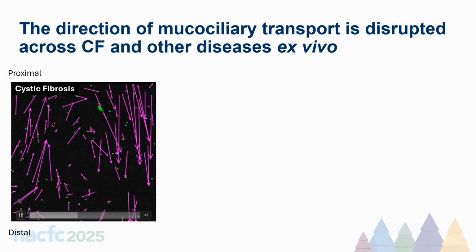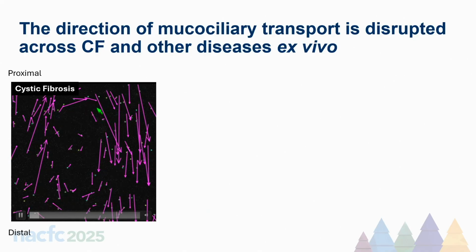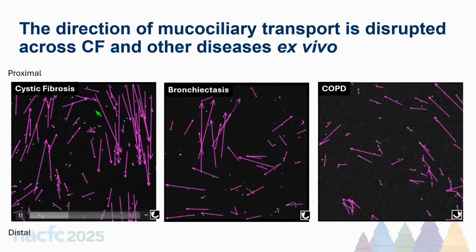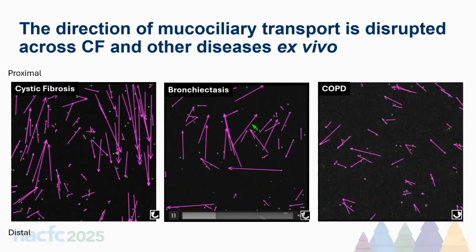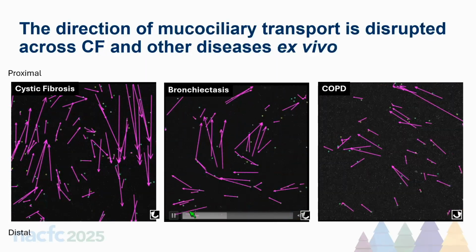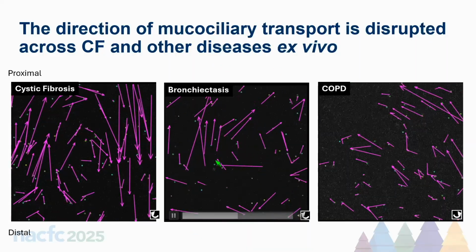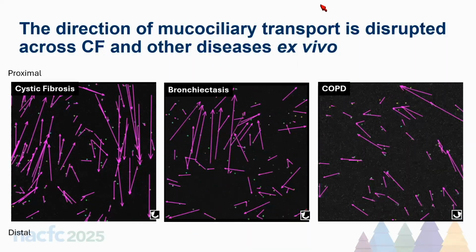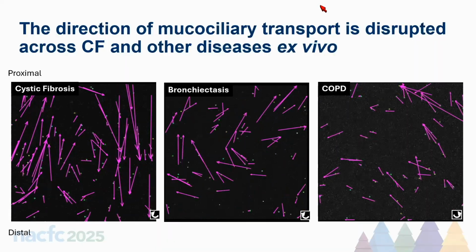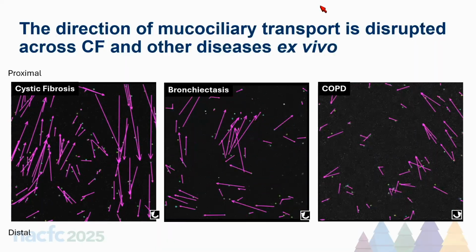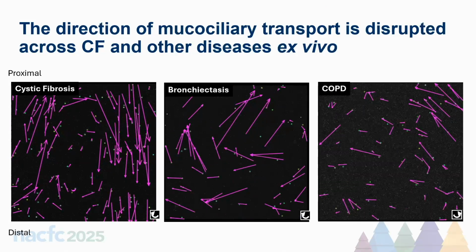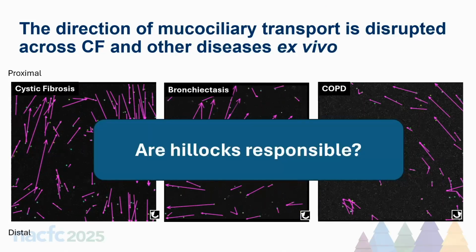This is not only what we see in explants from people with CF, but people with other diseases like idiopathic bronchiectasis, and also multifactorial diseases like COPD. Here you're seeing hurricanes. Instead of going from distal to proximal, mucociliary transport is swirling around. And so the question here is, is this because hillocks inappropriately or pathologically regenerated the epithelium? So are hillocks responsible for this?